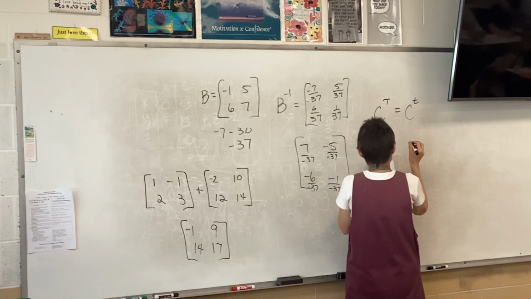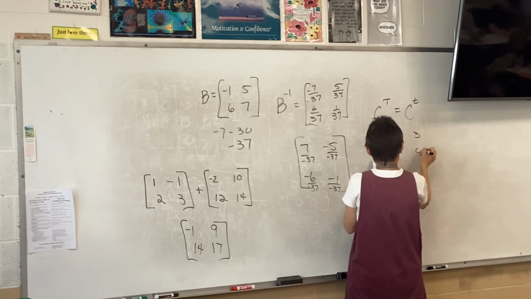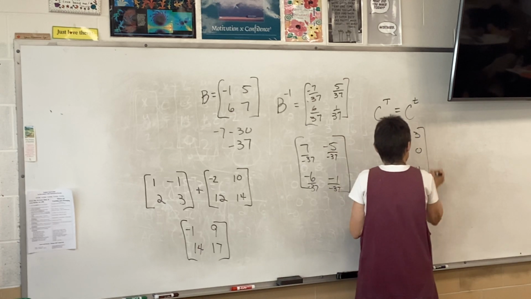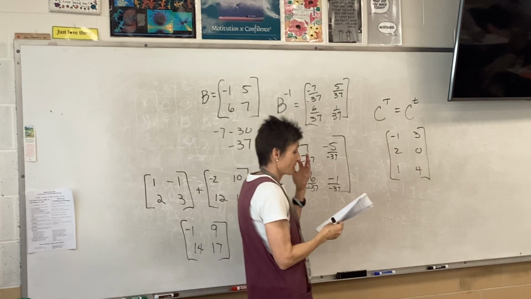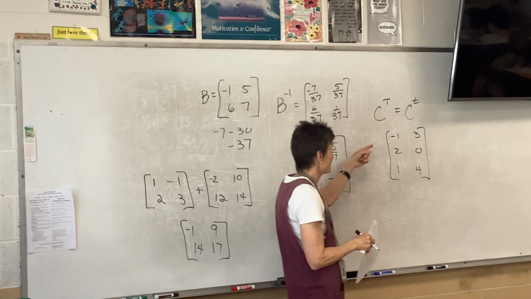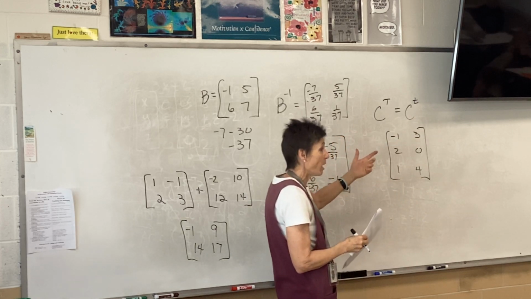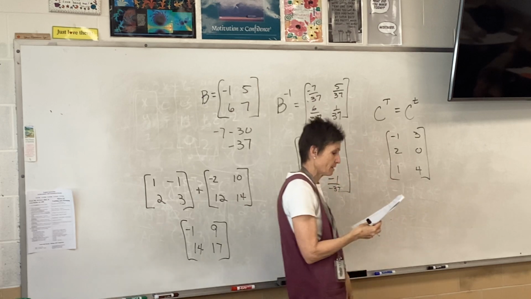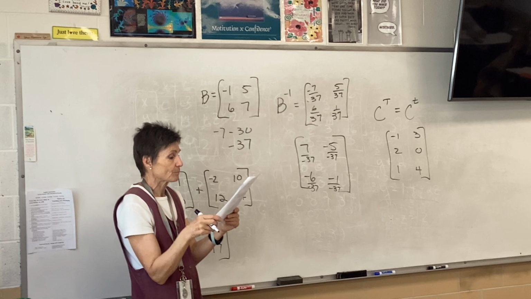So, row 1 would be negative 1, 3, 2, 0, 1, 4. Whatever the first column was in the original matrix, it's now going to be the first row. Whatever the first row was is now going to be the first column. No work to do there, just write it down.